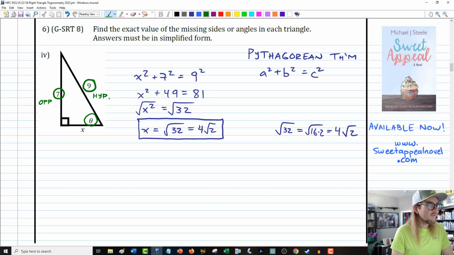So from here, if we have opposite and hypotenuse, that makes me think of sine of theta. We know sine of theta is opposite over hypotenuse, op over hype. And so basically for us, that's what I want to actually use here.